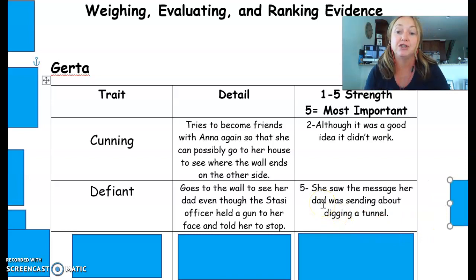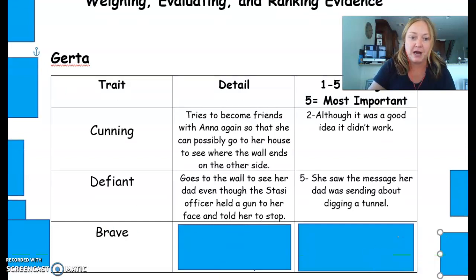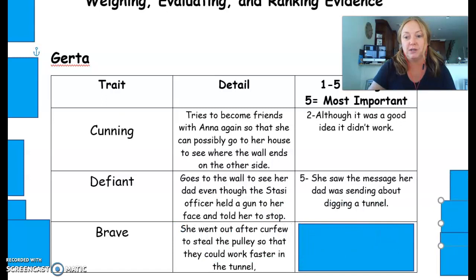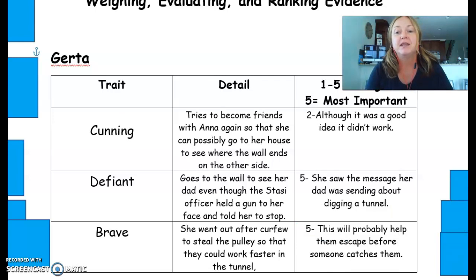And I ranked it a 5 because she saw the message her dad was sending about digging a tunnel. If she hadn't gone to see her dad at the top of the wall, she would have never gotten that message. I did one more trait for you, and it is brave. And one time when Gerda was brave is when she went out after curfew to steal the pulley so that they could work faster in the tunnel. I ranked that a 5 as well. This will probably help them escape before someone catches them, because they are able to get the dirt out a whole lot faster with the pulley.